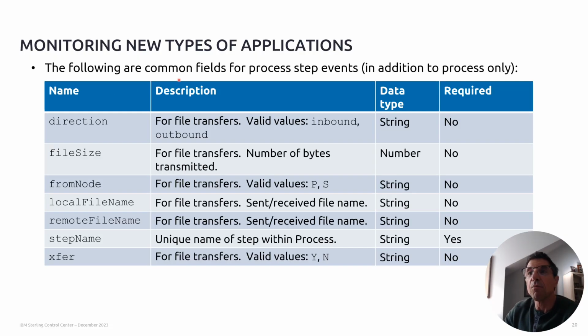Now, there's even more fields if you're dealing with step events. You can have the direction and the file size and the from node. And if it was about a transfer, you would have a local file name, a remote file name, and you would include this expr element with a value of y if it was for a transfer. All step events, so that Control Center can know the difference between a step event and just a process start or process end, have this step name. It's the unique name of a step within a process.